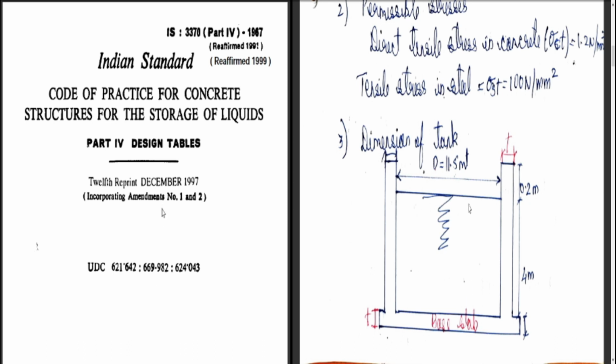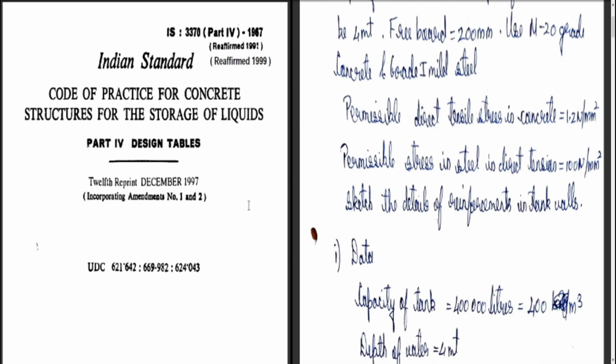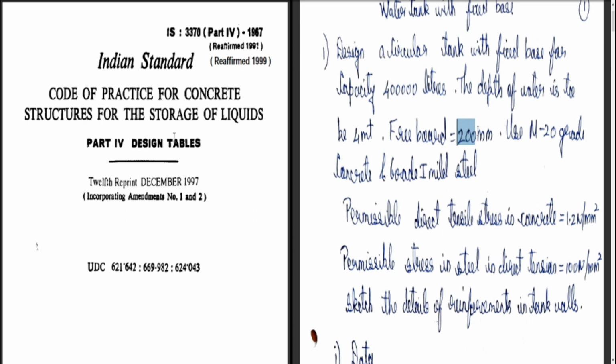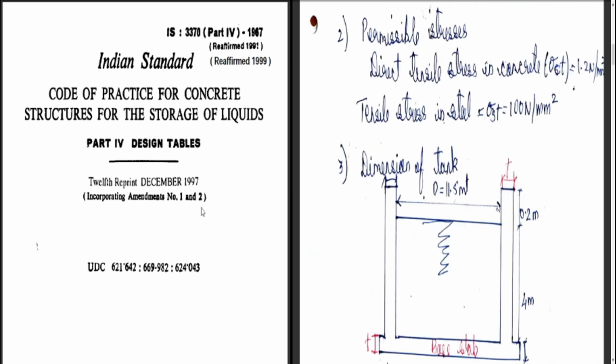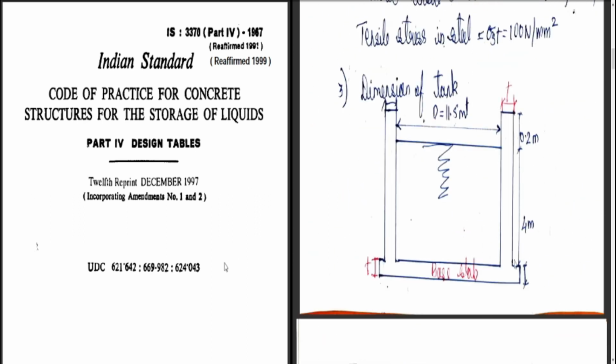4 meters. So the depth of the water is 4 meters and the free board is 0.2 meter, that is 200 mm. You can see here, it is given as 200 mm. So the total depth of the water tank becomes 4.2 meters. Now let D be the diameter of the water tank. Now 11.5 meter is put here, but it needs to be calculated.